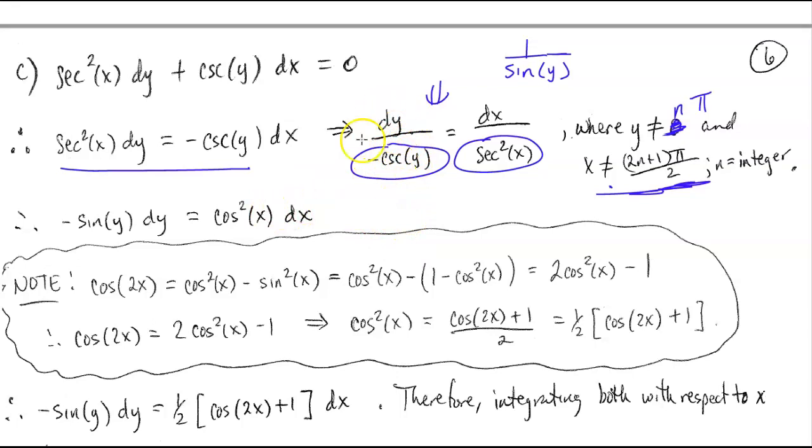So once we work this out, of course, the reciprocal of cosecant is sine. The reciprocal of secant squared is cosine. So we have this differential equation here. Now, I haven't done this here, but I'm going to go ahead and do it now. If I was to rewrite this as dy over dx, then this would end up looking like cosine squared of x all over sine of y.